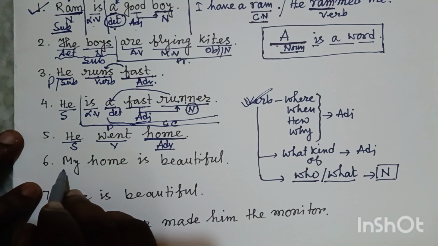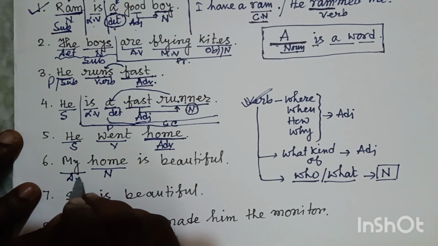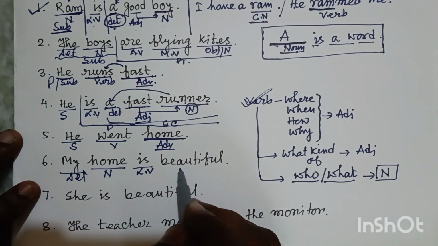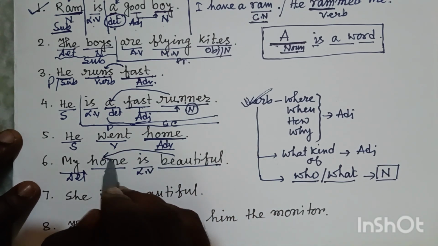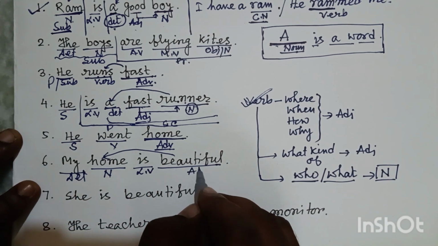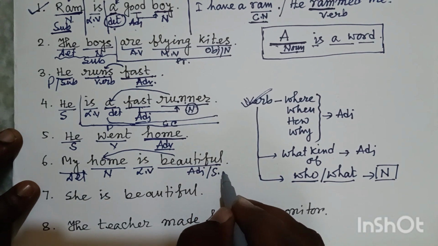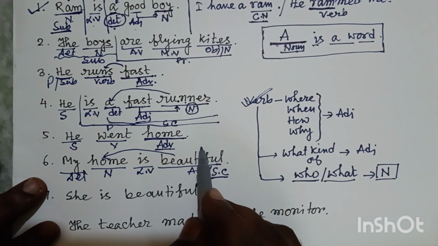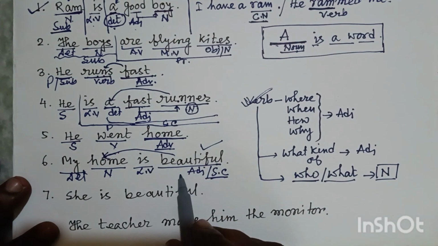Here you can see the word home. It is a noun here. That's why we have used a determiner. So "my home is" has the linking verb, and this "beautiful" is the description of my home. So it is the description of this noun. So it is an adjective, and it is basically the subject complement. That means this word beautiful is the description of this noun. It is called subject complement.